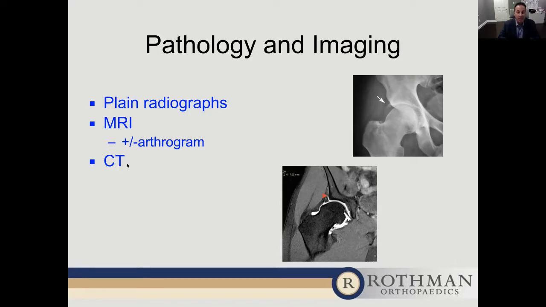And then CAT scans or CT scans will show us the bony anatomy a little better. We can also do reconstruction so we can see the bone in 3 dimensions, which is oftentimes helpful for surgical planning.